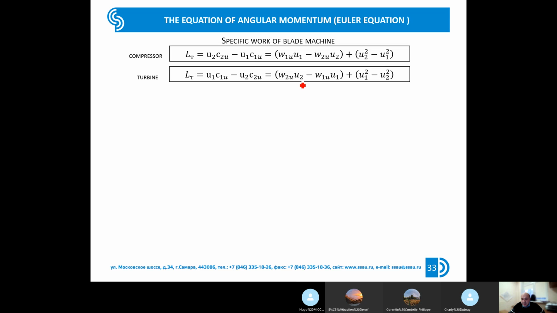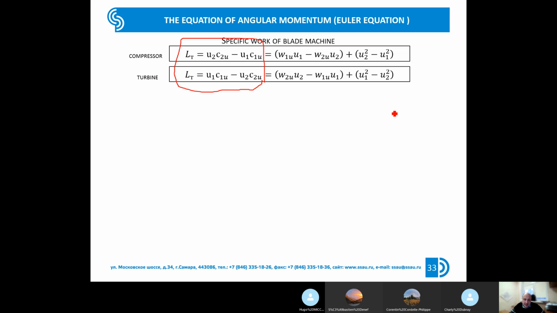But of course, in reality, the most useful part of this equation is this one. So usually when you hear about the Euler equation, it usually means this part of the equation, but of course you can remember that the left part of the equation is equal to the right part, and sometimes during calculation it is more convenient to use the right part of this equation.